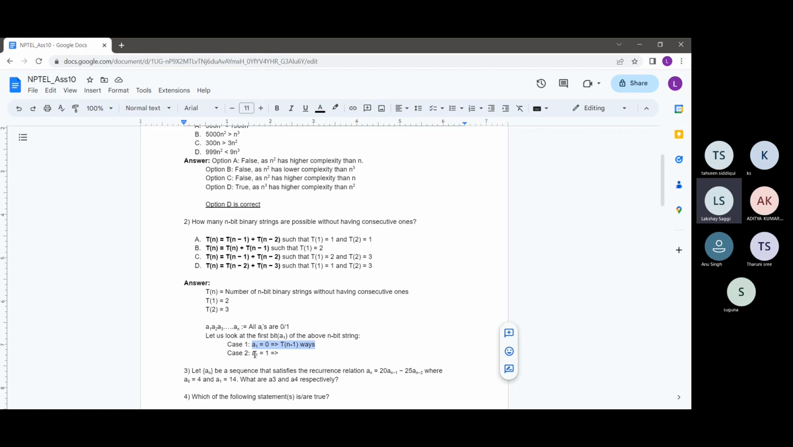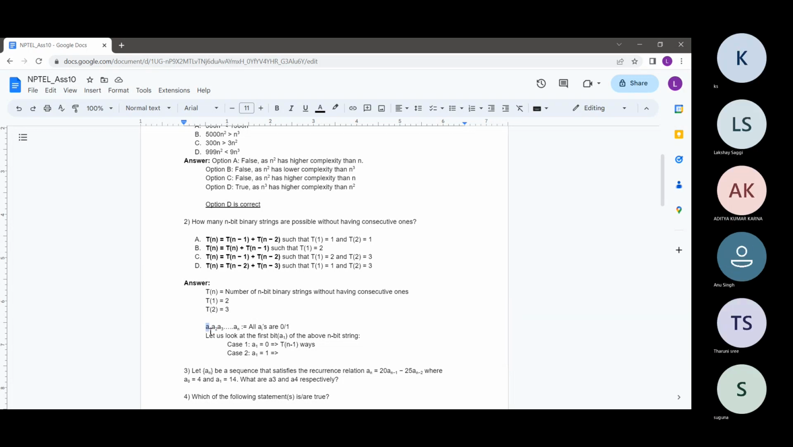But there can be another case when A1 has a value of 1, and let's say this is case 2. So what will happen? Suppose A1 has a value of 1. Now we need to find the values of A2, A3 up to AN such that the whole string A1 to AN does not contain any consecutive ones. When A1 is 1, A2 is also not totally free. Initially A2 can take the value of 0 and 1, right? But if A1 takes a value of 1, then A2 can only take a value of 0.